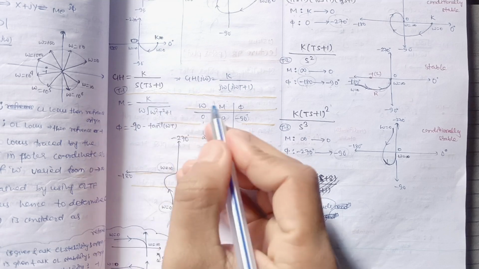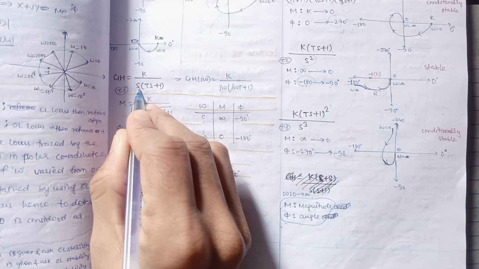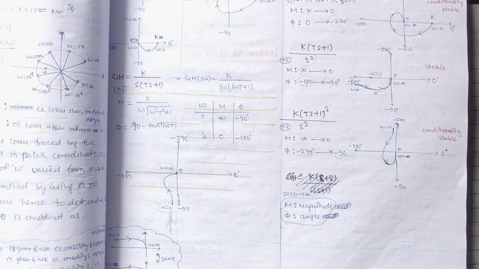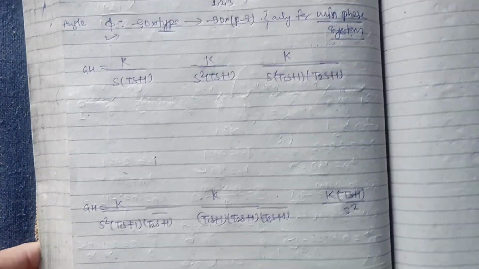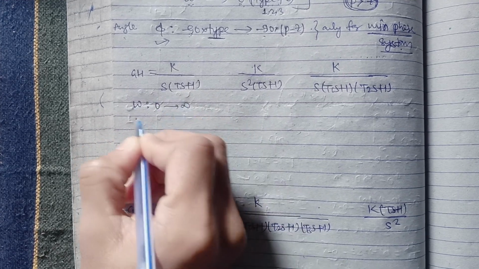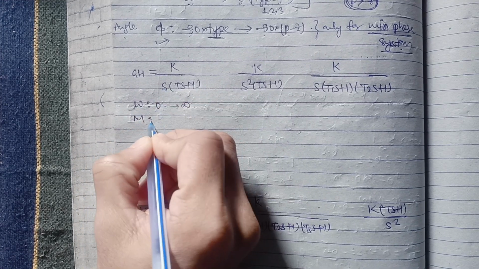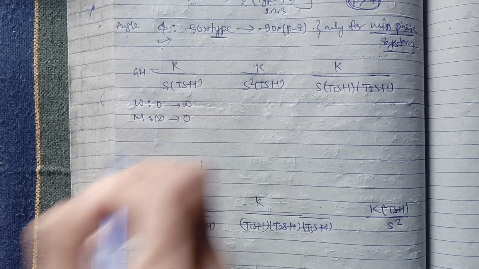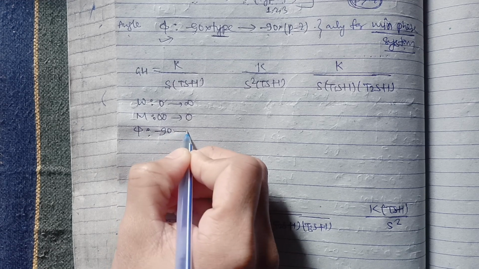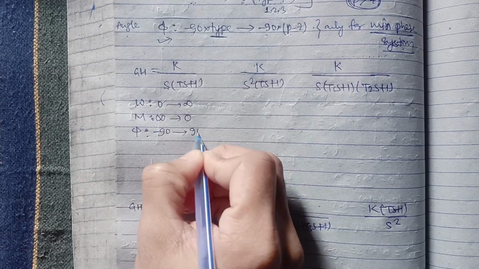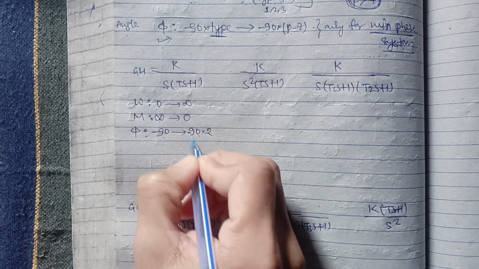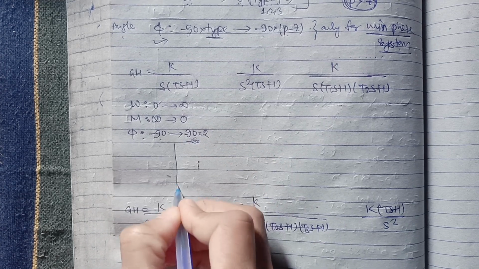So in this question, omega varies from 0 to infinity, and at omega equal to 0 the magnitude is infinity, going to 0. The angle is minus 90 into type, so minus 90 into 1, to minus 90 into (p minus z), which is the number of poles minus the number of zeros, so 2. It means minus 90 to minus 180. Okay, so just plot here.